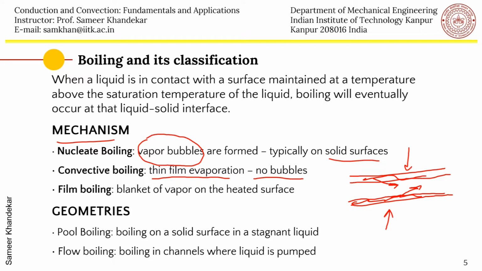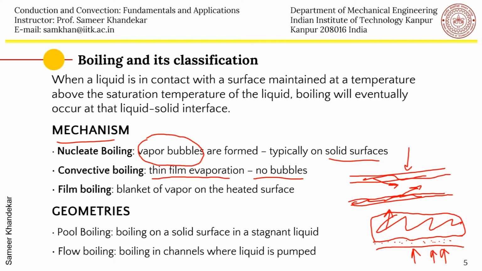Then there is film boiling, where there is a blanket of vapor on the heated surface. So essentially in this case, the vapor is here and the liquid is on the top. Okay, so this is liquid and this is the vapor. And under such conditions, heat is coming in from this surface here. We call it film boiling. So these are the three mechanisms of heat transfer, and the morphology of the liquid and the vapor is different in nucleate boiling, in convective boiling, and in film boiling.